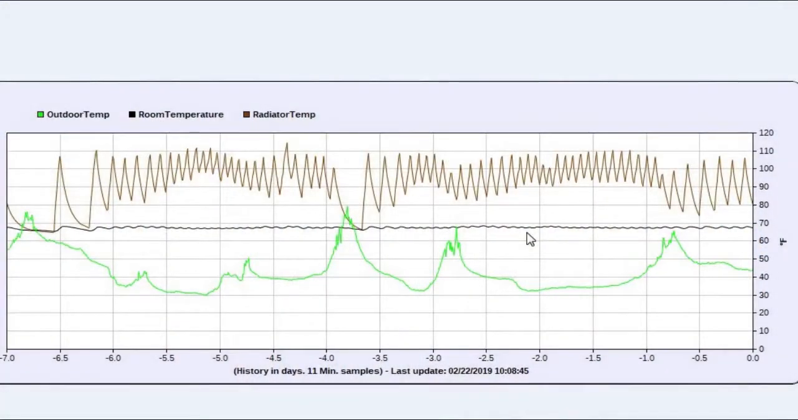I've been impressed with how low the radiator temperatures are. Here's a stretch where it was 35 degrees outside, and the radiators are on average just below 100 degrees, in other words, human body temperature. And here where it's 45 degrees outside, they're even lower, about 90 degrees.